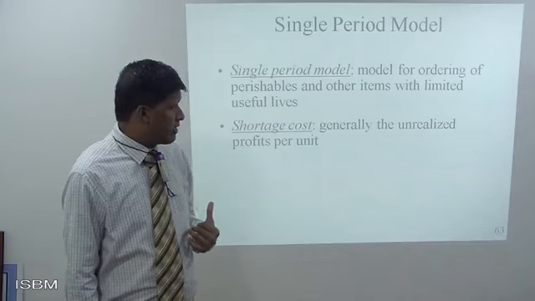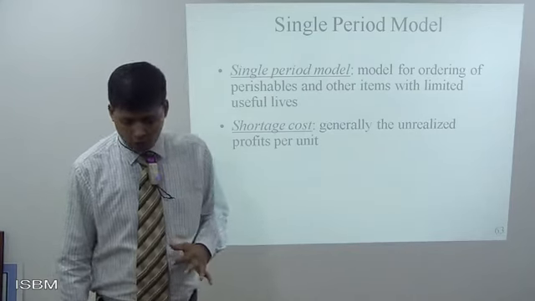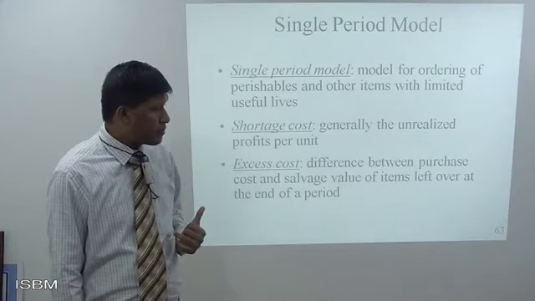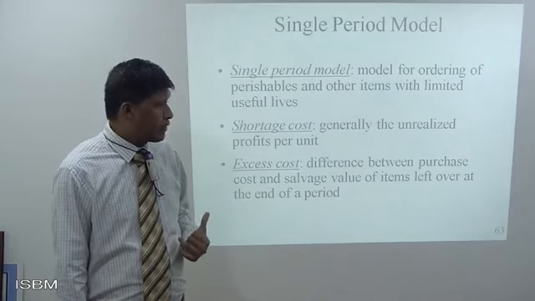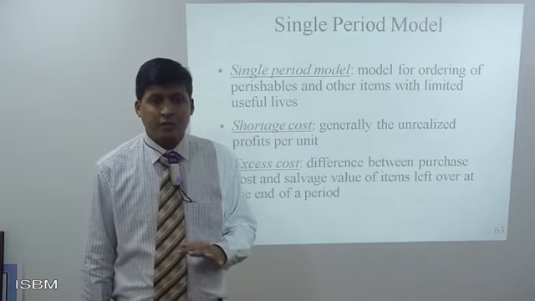Shortage cost is generally the unrealized profit per unit. Excess cost is the difference between purchase cost and salvage value of items left over at the end of the period. So there is an excess cost as well.